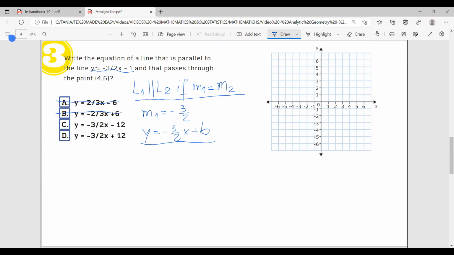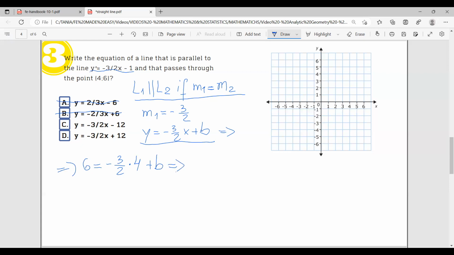So we know, write the equation of a line that is parallel to this line and that passes through the point (4, 6). Now, we know that if this line passes through this point (4, 6), that means that this point has to satisfy this equation over here. So we're just going to go ahead and substitute, and we'll have y, which is 6, equals -3/2 multiplied by 4 plus b.